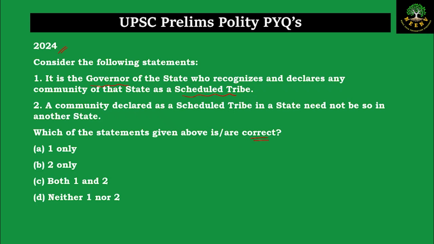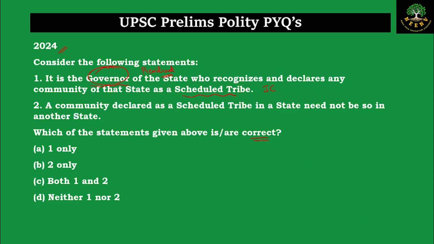If you recall, it's not the governor of the state who has the power to declare a particular tribe as a scheduled tribe in the state, but the president of India has this power. So because of that, this statement is incorrect. It's not the governor who has the power, but it's the president who has the power.